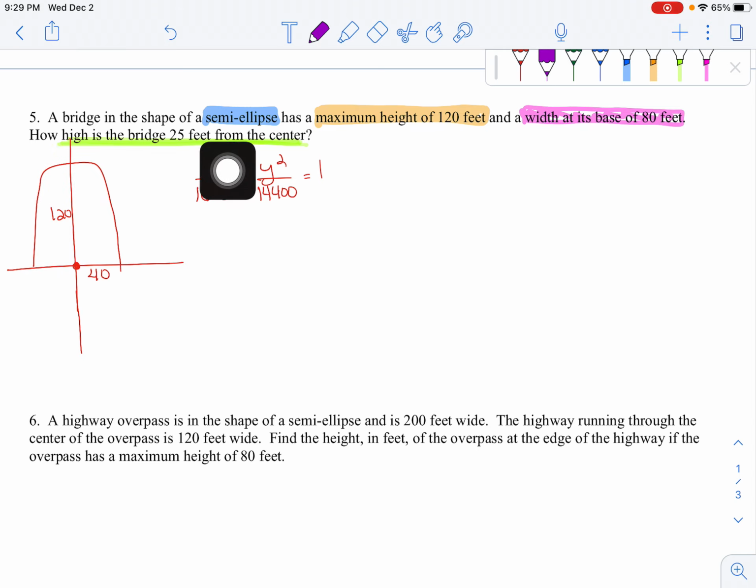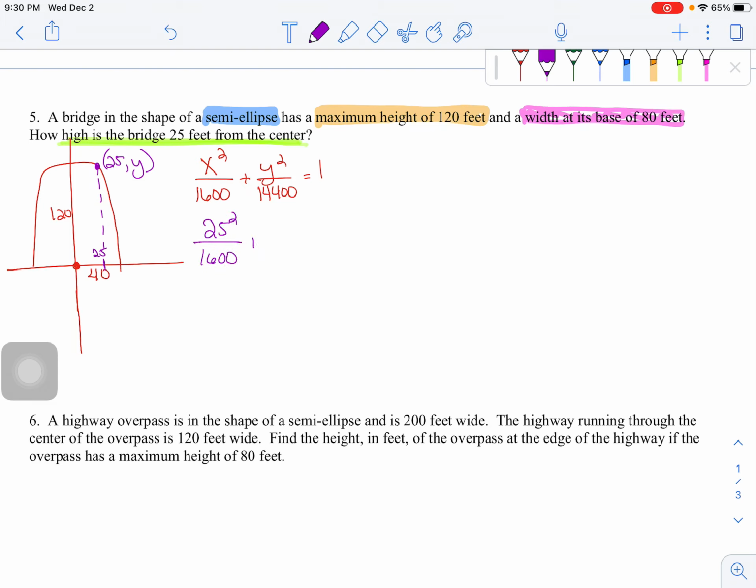Now, the second thing we want to do is it says, how high is the bridge 25 feet from the center? So I'm going to go to the center. I'm going to go out 25 feet. So let's put it, I don't know, right about here. Let's say that's 25. And I want to know this height right here. So I know the x value is 25. It's the y value that I'm uncertain of. So that's what we're going to solve for.